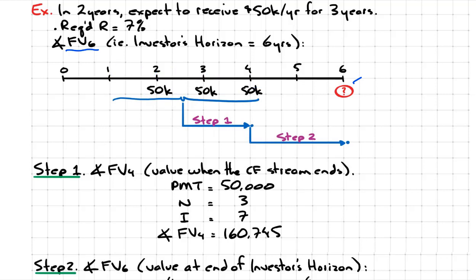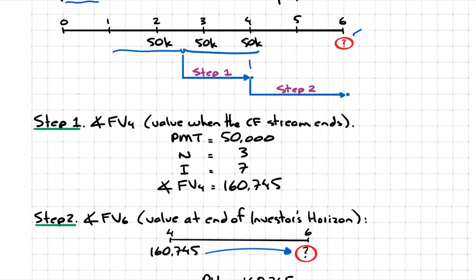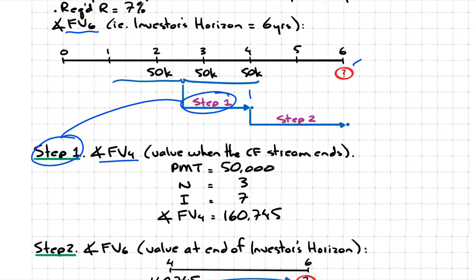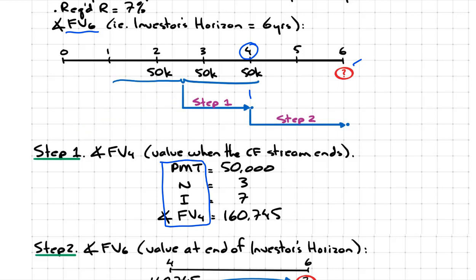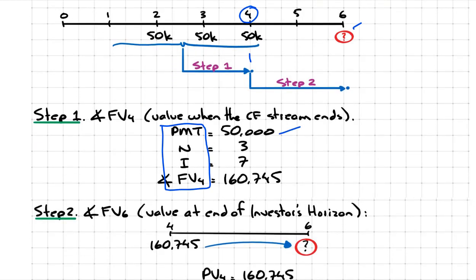So let's find out what this ordinary annuity is worth at the end of its horizon. So here's step 1. We want to calculate what the annuity is worth at the end of its horizon, and the end of the annuity horizon is t equals 4, and that's why I have that little 4 there. So we use our annuity framework. So here's our annuity players right there, and we enter what we know. So 50,000 per year for 3 years, and the required rate of return is 7%.